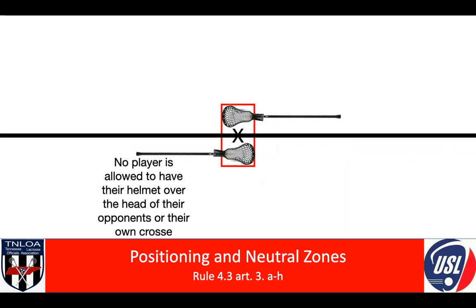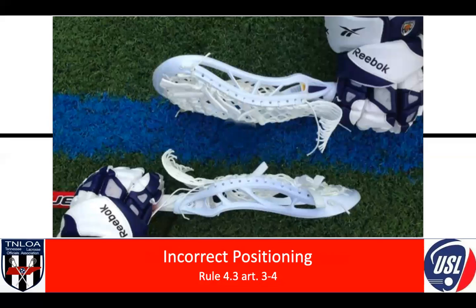Every official gets a little lazy with this throughout the course of a game. Remove that aspect of the face-off, because a player is not allowed to use their helmet as a weapon on the face-off. If we move their helmet out of the neutral zone, the area above both of the cross heads, we're going to alleviate that possible infraction on a face-off.